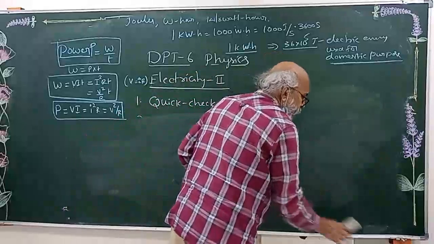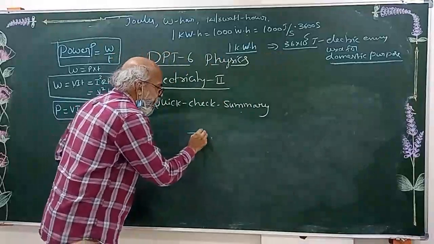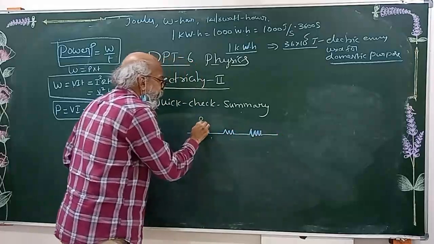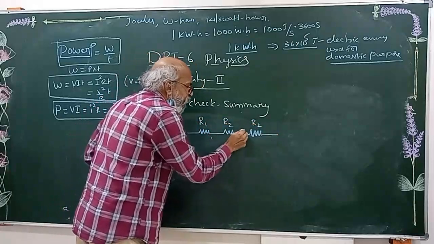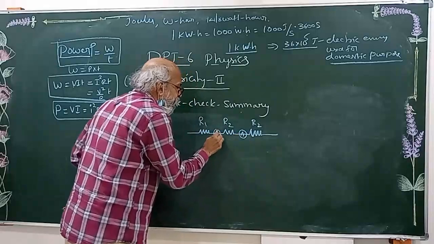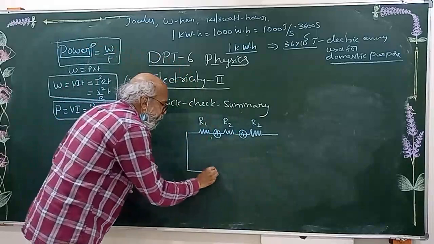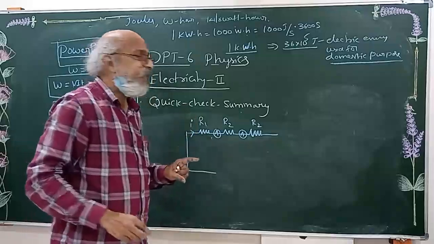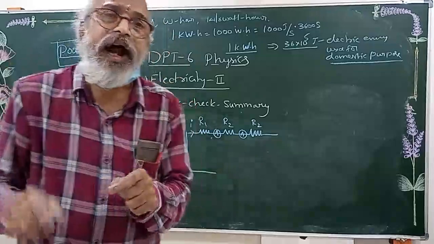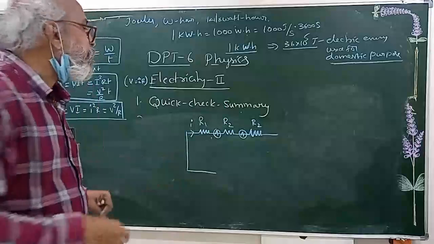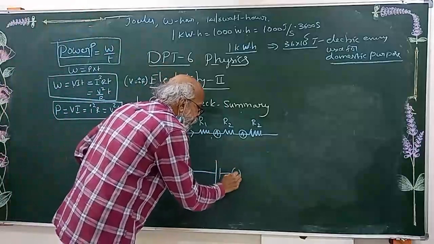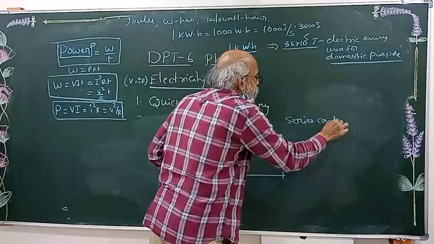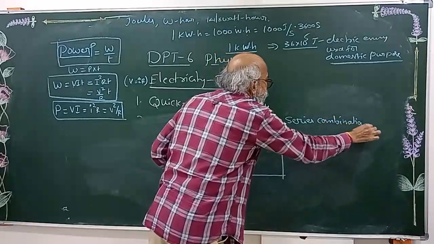What do you mean by series combination? When 2 or more gadgets or resistors are connected end to end, with an ammeter incorporated in between them, and connected to an electric cell like this, such that the same current will pass through them. Series combination means they should be connected end to end, and number 2, the same current should pass through them. Then such a combination is called the series combination.